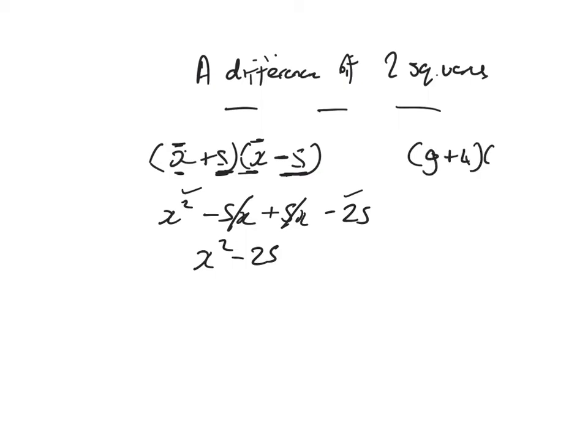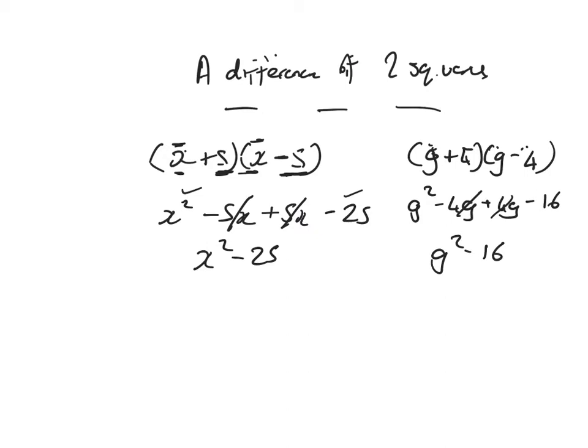Okay, what about (g + 4)(g - 4)? Okay, so first: g times g is g squared, outside: g times minus 4 is minus 4g, inside: 4 times g is 4g, and then last: 4 times minus 4 is minus 16. These two cancel out and it leaves me with g squared minus 16.